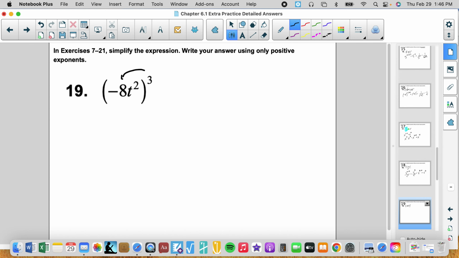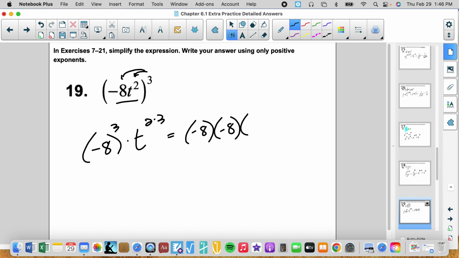We are going to distribute when we have a power of a power and with multiple things inside. We're going to distribute. We need parentheses to the 3rd, t to the 2nd times 3. So negative 8 to the 3rd, that's going to be negative 8 times negative 8 times negative 8 times negative 8, t to the 6th, and negative 8 to the 3rd is negative 512 t to the 6th.